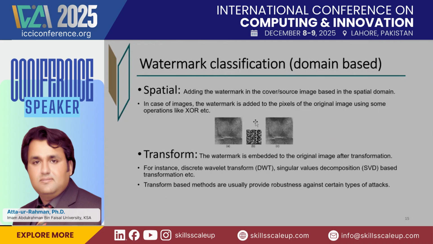In spatial domain, when we are embedding something, it means that the data will be added to the source image based on spatial domain criteria. So in this case, the least significant bit method falls under this category, which is spatial watermark embedding. In terms of transform domain, which is usually used for robust watermarking, it's embedding in the original image after transformation.